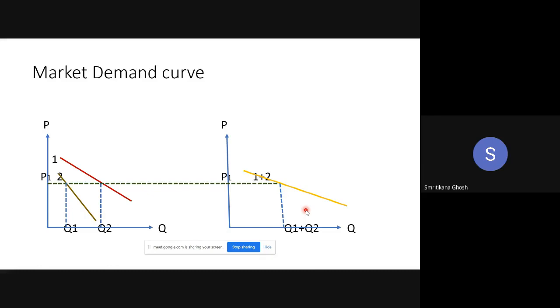Okay, ma'am, but shouldn't we take the average of the quantities rather than just adding it up? No. Why average? Because in the market, individual 1 is there, individual 2 is also there. So what is the total demand in the market from these two individuals for that particular price? How to get it? It will not be the average. It will be the sum total of Q1 and Q2.